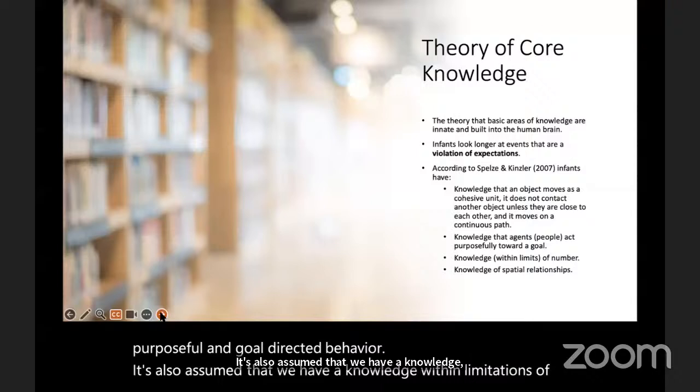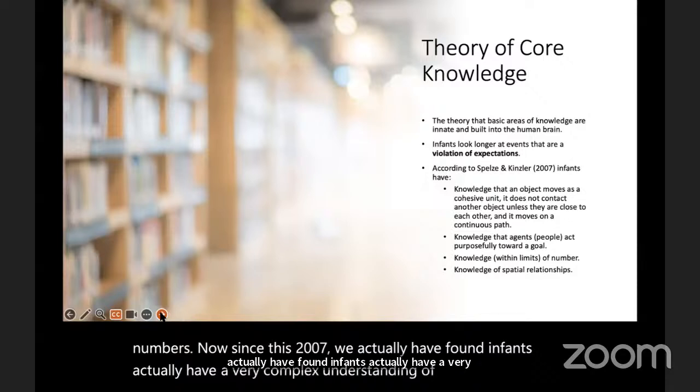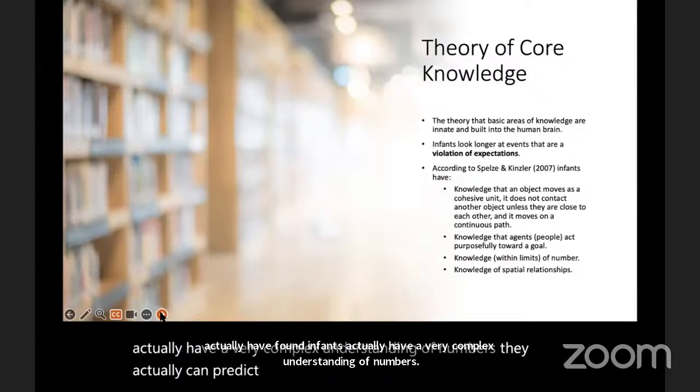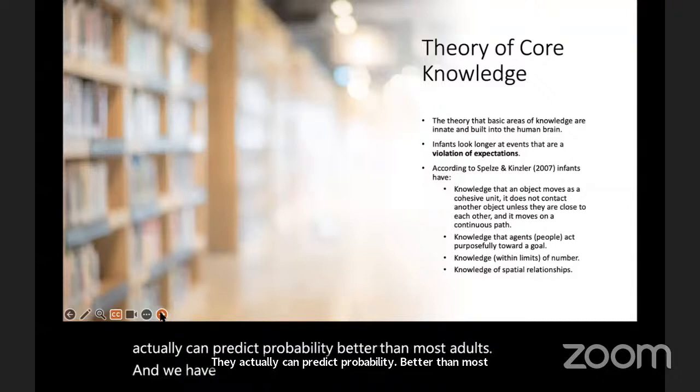Now, since 2007, we have actually found infants have a very complex understanding of numbers. They actually can predict probability better than most adults. And we have knowledge of spatial relationships.